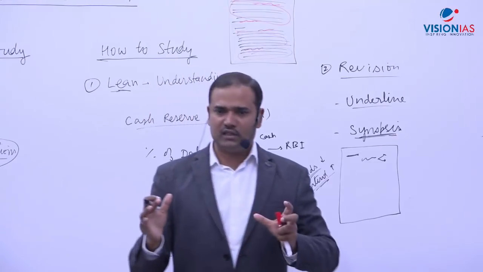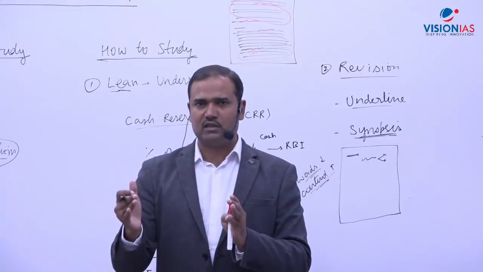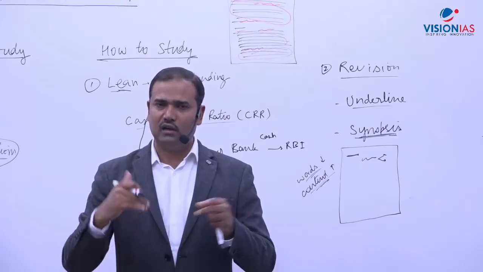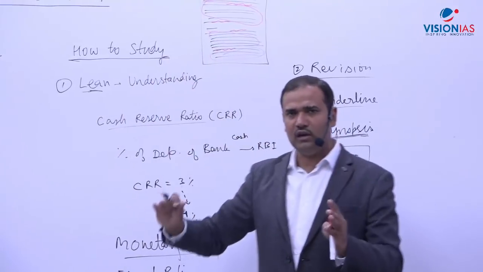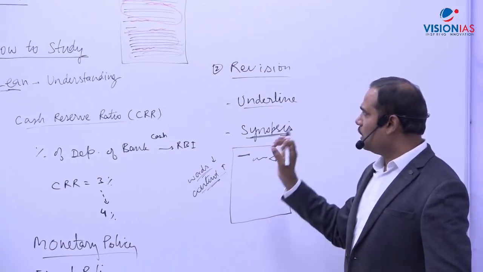And let's suppose you have to study 1 hour. I think at least leave 10 minutes for doing this recollection of what you have studied in the previous 50 minutes. Learn in this manner. And after learning, then underline. And once you have learned, then you can make a synopsis. So this is how to study.